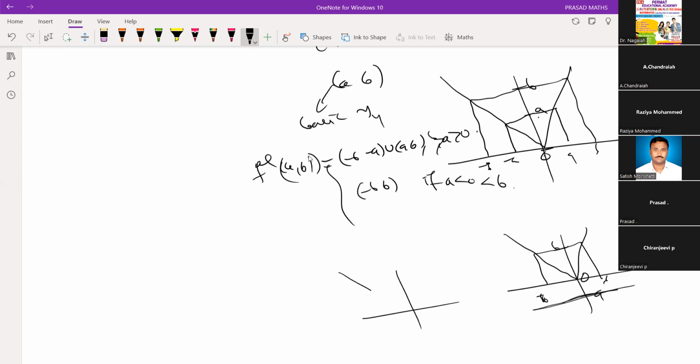Suppose b is outside, b less than 0. What is the inverse image? No inverse image. There is no line parallel to the x-axis meeting this curve. Therefore, there is no preimage.